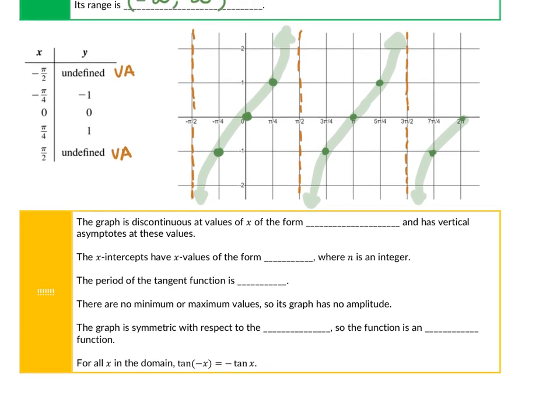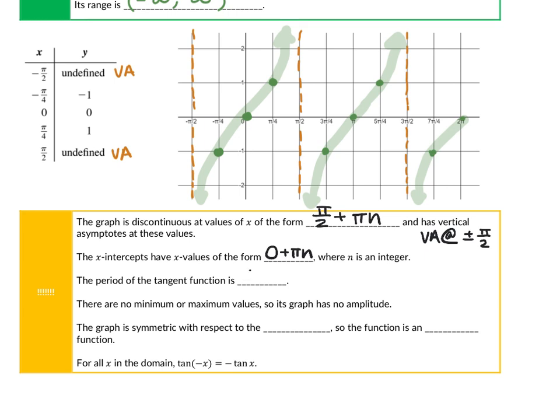Here's some information about this tangent function that's really important. Its graph is discontinuous or has vertical asymptotes at values of x of the form pi over 2 plus pi times n, where n is an integer. Basically, these vertical asymptotes for a regular graph are going to appear at plus or minus pi over 2. So when the x value is equal to plus or minus pi over 2, we'll have a vertical asymptote. It has x-intercepts at repeating values of 0 plus pi times n. So every pi distance away from 0, there is going to be an x-intercept.